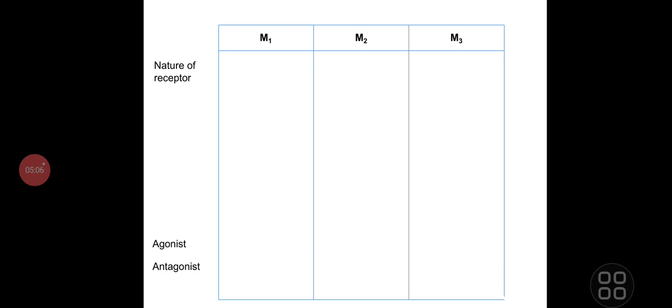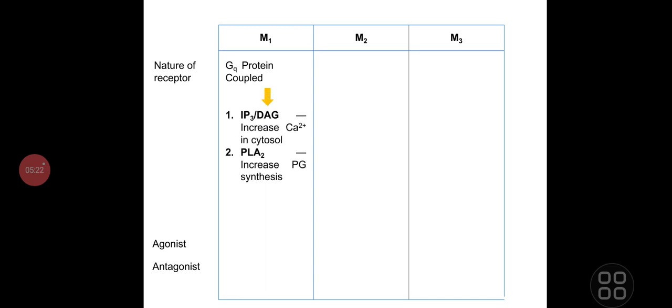Now we are talking about the nature of receptor, its selective agonists and antagonists. So M1 having a GQ protein coupled receptor, means it's a GPCR having a GQ coupled protein, and it works by IP3 DAG pathway, in which it increases calcium in a cytosol, and it also activates a phospholipase A2, which leads to the prostaglandin synthesis.